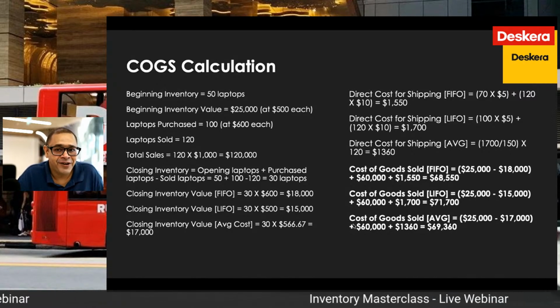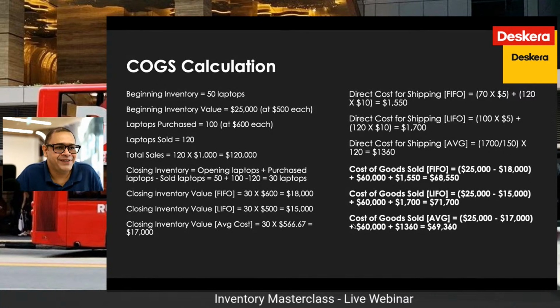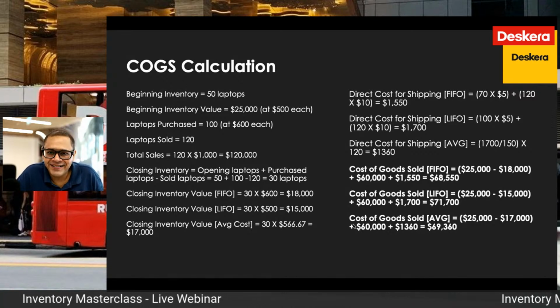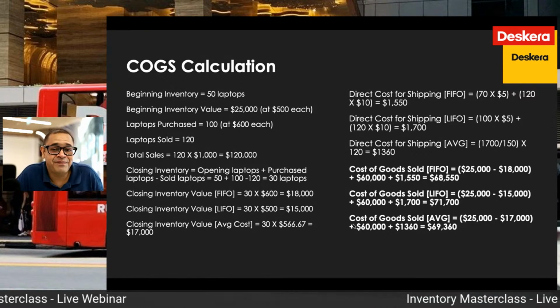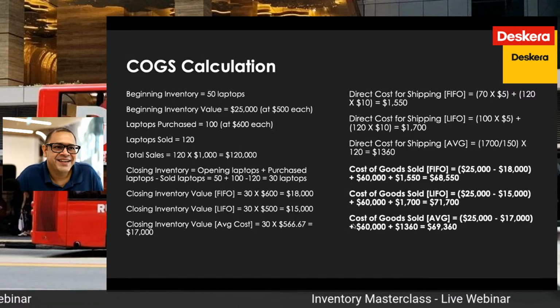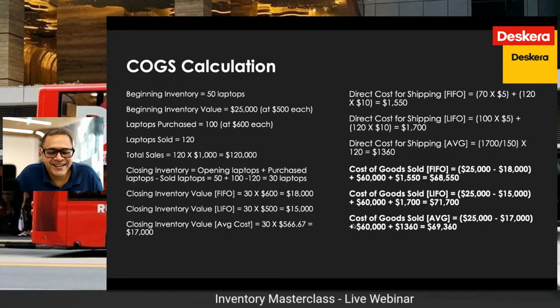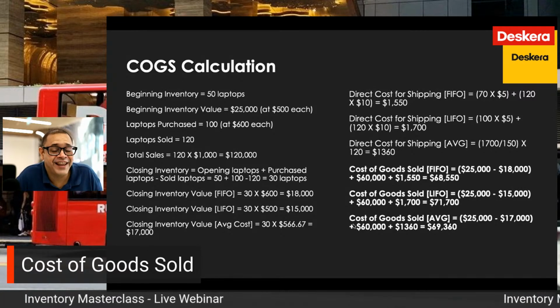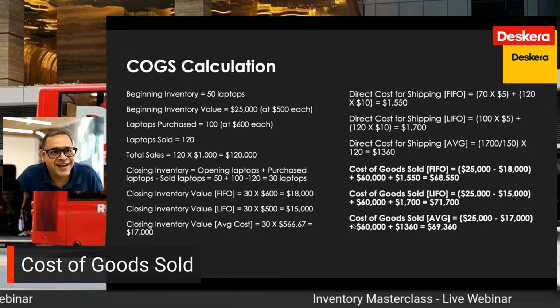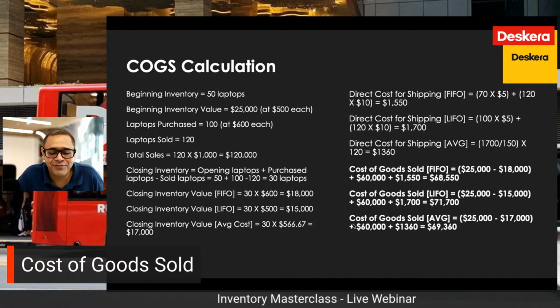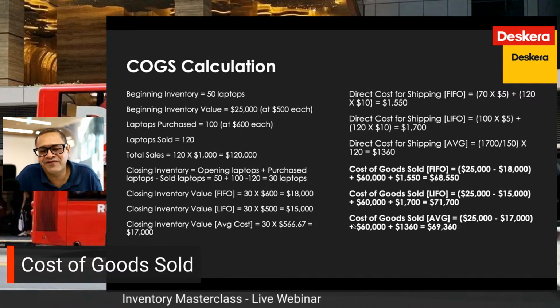And because of that, your tax payable goes down. So, if you plan to pay less tax, then LIFO is the best option to go for. But please consult with your accountant on whether your country allows LIFO inventory reporting or not. That's something you have to be absolutely certain of, and it is different for different countries.